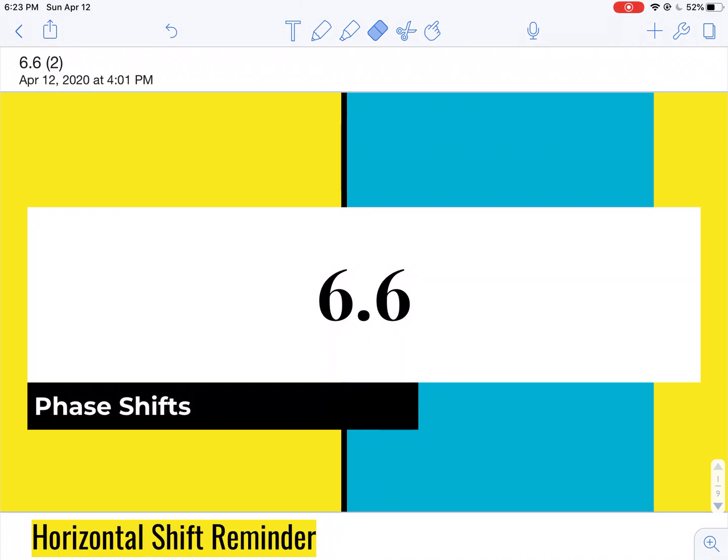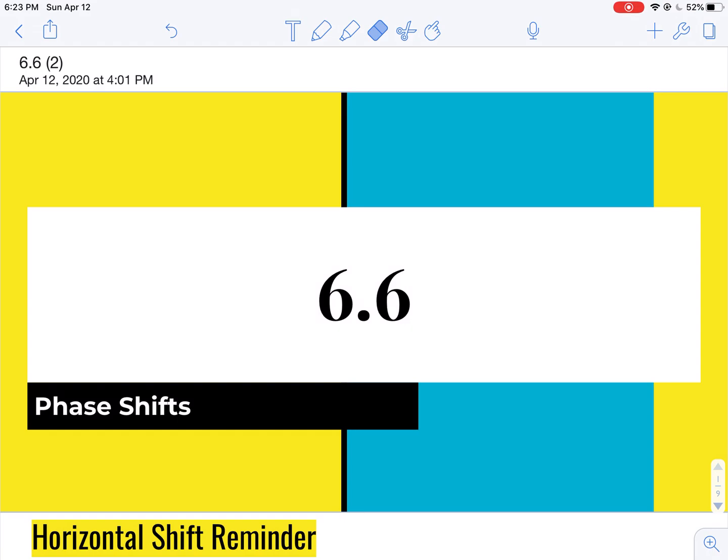This is the 6.6 notes for phase shifts. Now I do want to say that this is only going to be phase shifts for sine and cosine. I'm going to do phase shifts for cotangent, tangent, secant, and cosecant on Thursday, along with a little bit of a review on how to graph tangent and cotangent graphs.